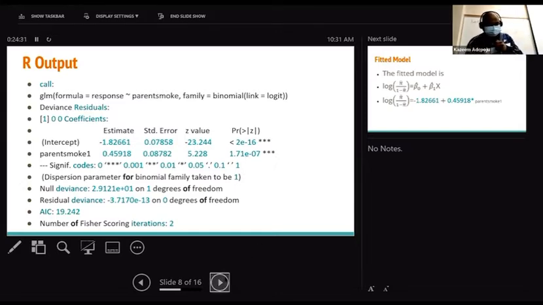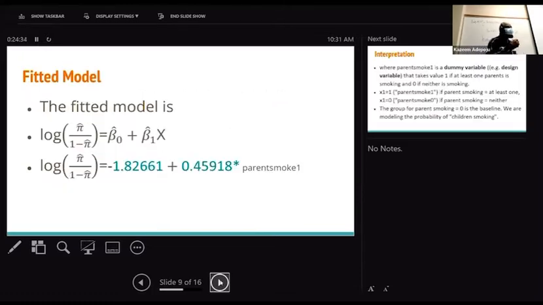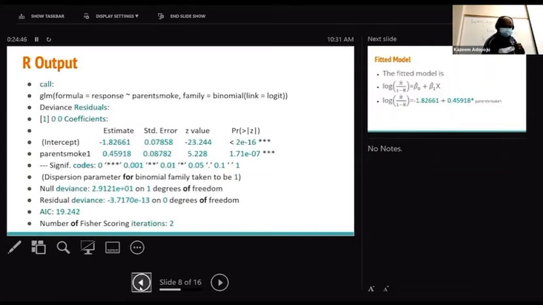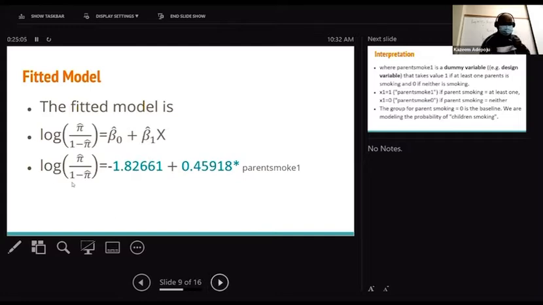Now, the next thing is that we're going to write our fitted model. Don't forget, the fitted model is log of pi divided by 1 minus pi equal to beta naught plus beta 1 x. All you need to do is go back to the estimate. Can you see the estimate? Minus 1.282661 and 0.45918. That is the estimate. The first one is beta naught, right? And the second one is beta 1. All I'm going to do is plug that in. Now I have the model.